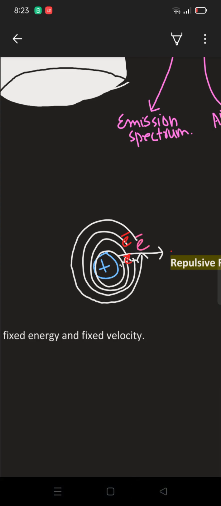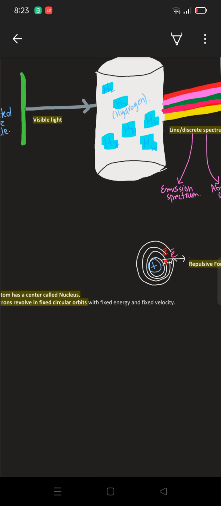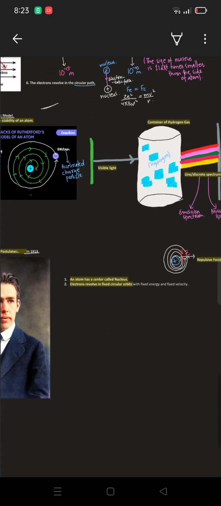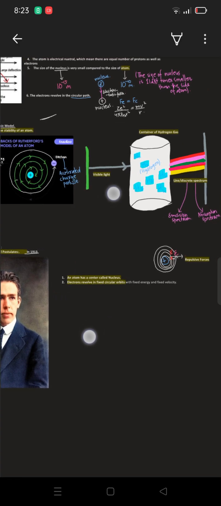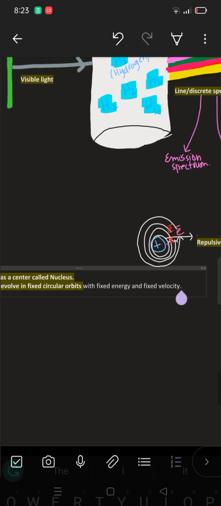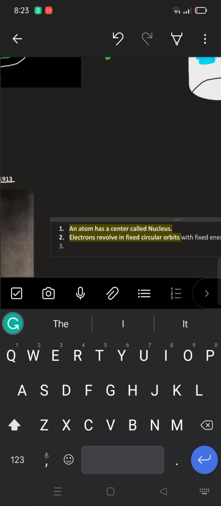However, Niels Bohr says that they only revolve in fixed circular orbits with fixed energy and fixed velocity, right? In his second point of the atomic model, he clarified that point really well. So let's go with the third point of the atomic model theory of Niels Bohr, right?